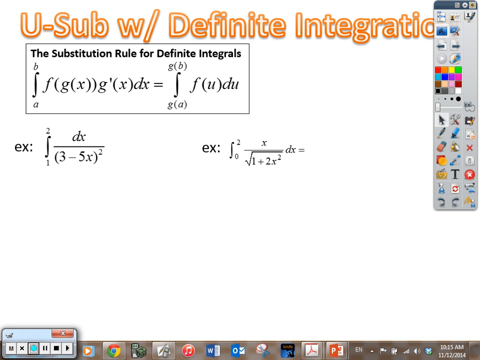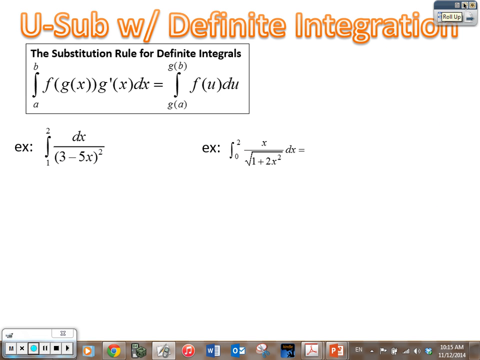Alright guys, let's take a look at today's lesson. What we're going to do today is combine U-substitution with definite integration. Now, you can actually do your definite integration with U-substitution like we've done U-sub before, so let's talk about that.